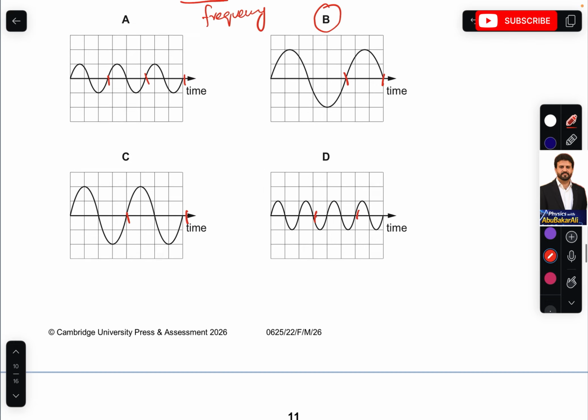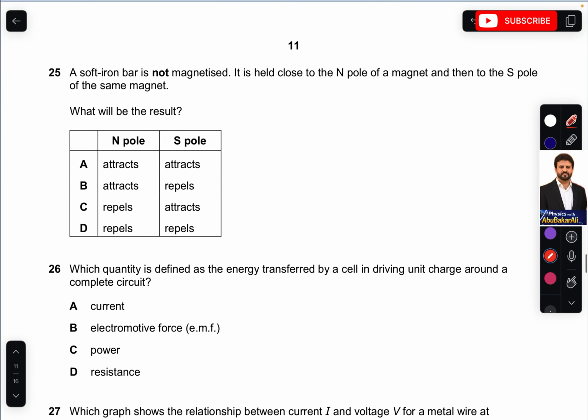Okay, B. In question 25, a soft iron bar is not magnetized. It is held close to the north pole of a magnet and then to the south pole of the same magnet. What will be the result? Okay. Non-magnetized magnetic material is always attracted towards the magnet. Any pole, it does not matter which pole it is.